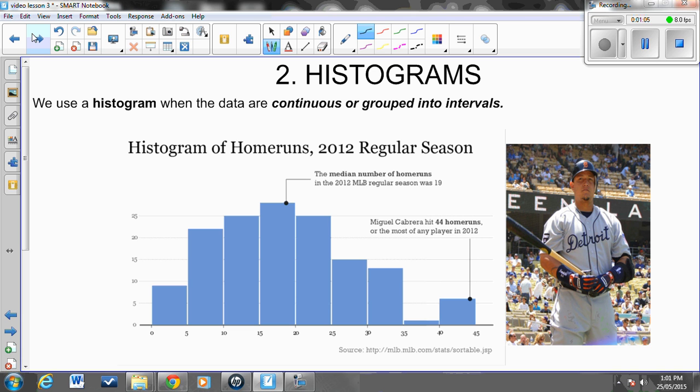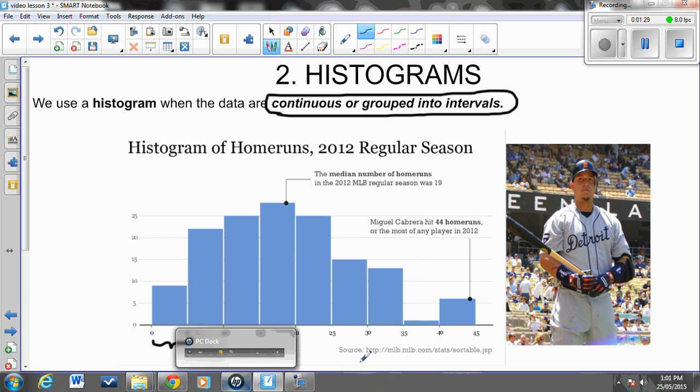This is different than a histogram. So a histogram we use when the data is continuous or wants to be displayed in some sort of intervals. So here we have an example of a histogram for the 2012 regular season MLB and talking about how many home runs were hit. If we look at the x-axis, it looks very different than the bar graph. So here we do not have categories, but we have intervals or ranges where we can show how many people hit between 0 and 5 home runs, how many people hit between 5 and 10, and so on.